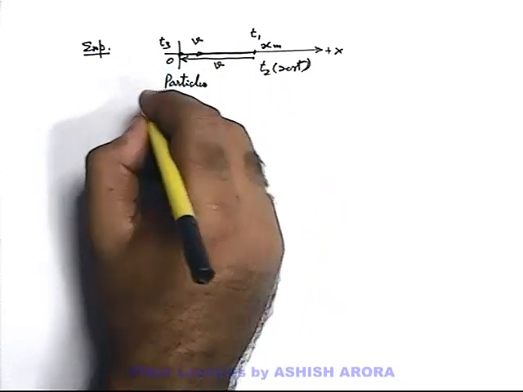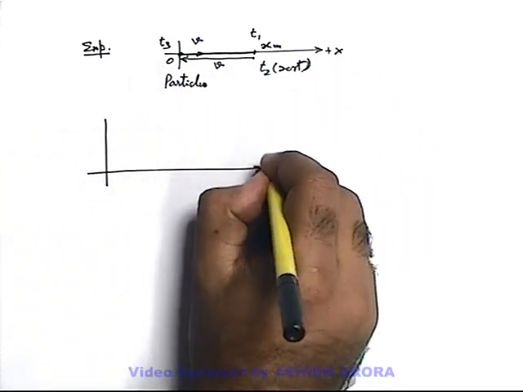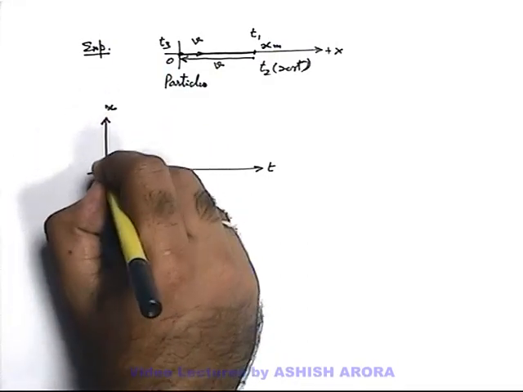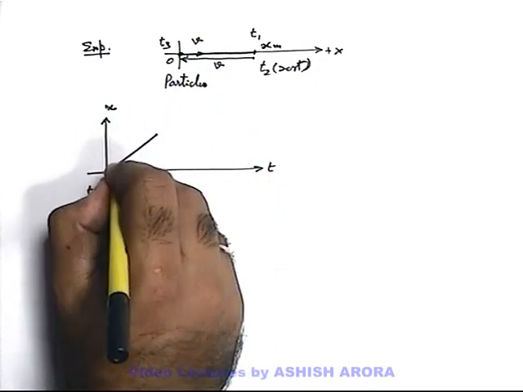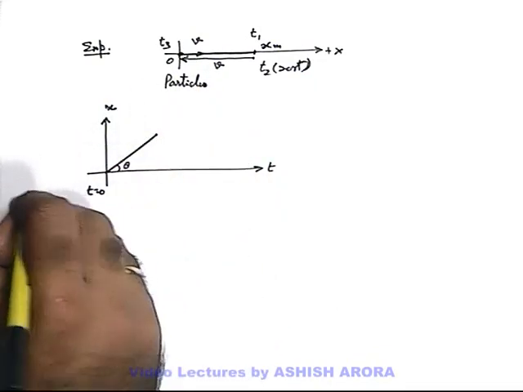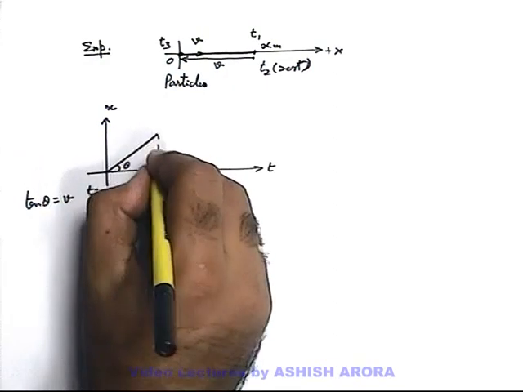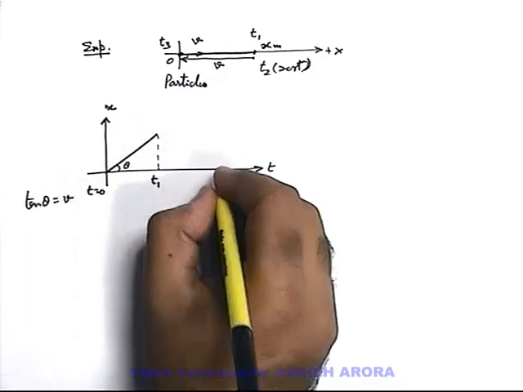Now if we draw the position versus time graph for this motion, you can simply state at t equal to 0 the particle starts with a uniform velocity. Uniform velocity means the slope remains constant. Here we can write tan theta is equal to v. This was the time t1 for which the particle was moving uniformly.